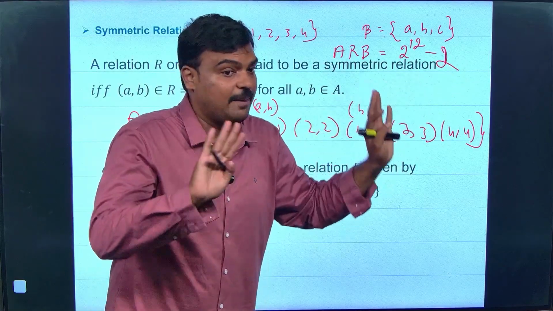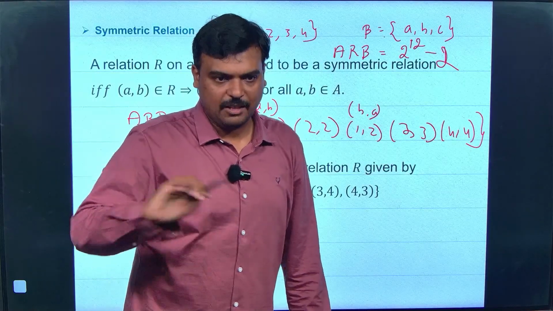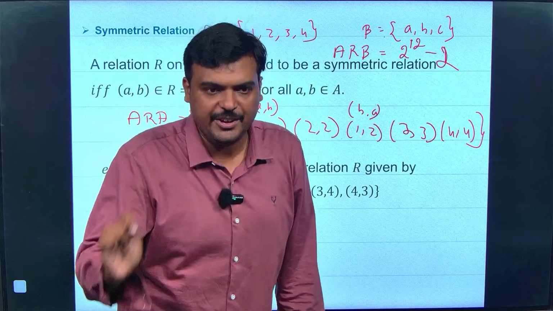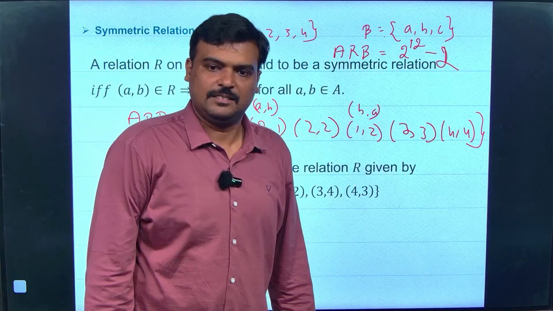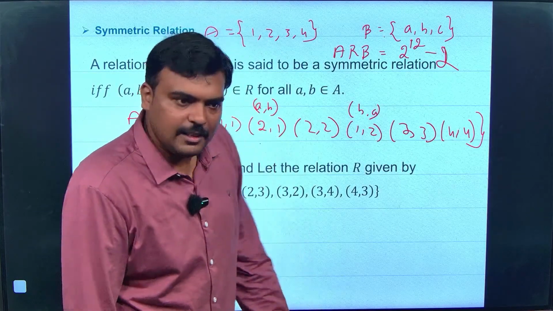You should not just memorize this as a formula. But in a 1 mark question it will be like this: the number of relations, number of non-empty relations, number of non-universal relations, number of non-trivial relations. You need to know this while using the formula. I hope you got this, right?